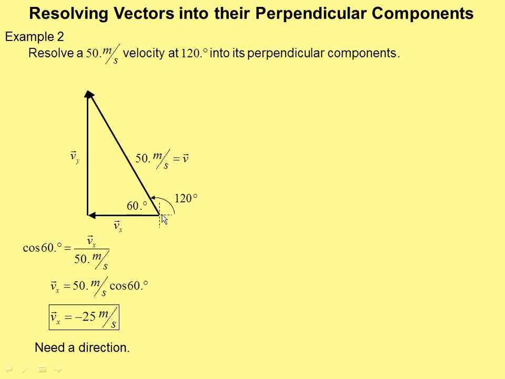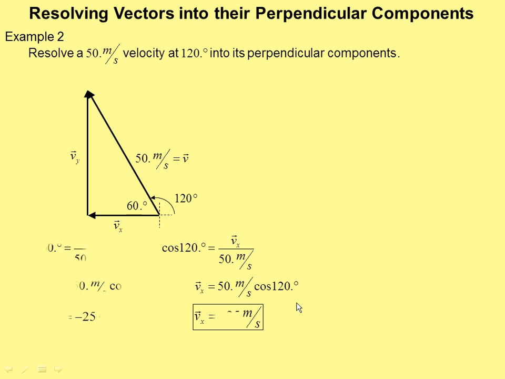So if you want the calculator to know that you're in the second quadrant, you could use 120 degrees. 50 times the cosine of 120, if you punch that into your calculator, will automatically give you the negative sign right there. Because then the calculator says, hey, we're in the second quadrant, x's are negative. So this is kind of the more mathematically sophisticated way of doing that.